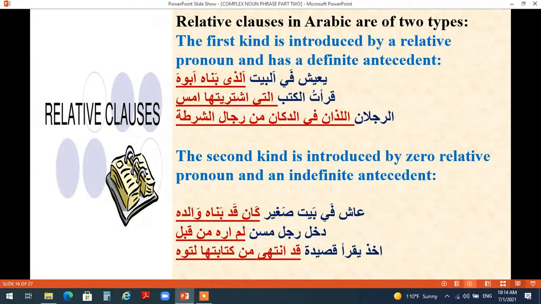Or in the second example دخل رجل مسن لم أره من قبل. أيضا هنا الاسم الذي أصفه هو كلمة رجل وهو اسم نكرة، إذن لا يحق لي أن أستخدم إحدى ضمائر الوصل بعد هذا الاسم، لكن أقدر أستخدم relative clause اللي هو لم أره من قبل. إذن لم أره من قبل يبقى هو relative clause لكن it has a zero relative pronoun، لكن تبقى وظيفته إنه it is used as a post modifier for the noun رجل.